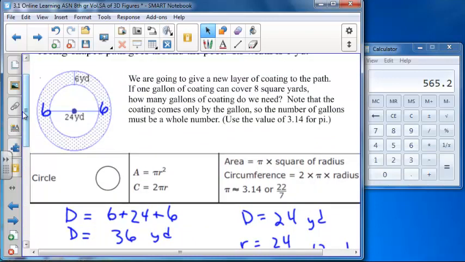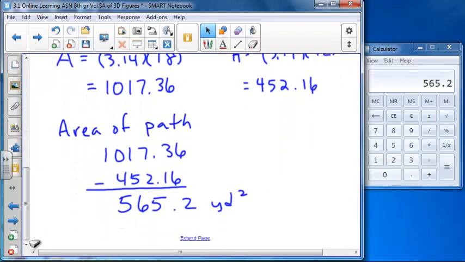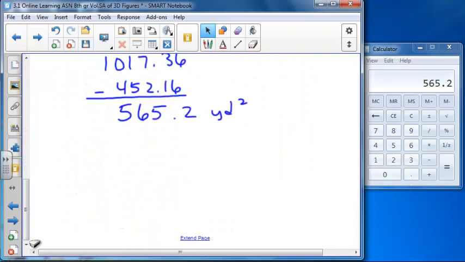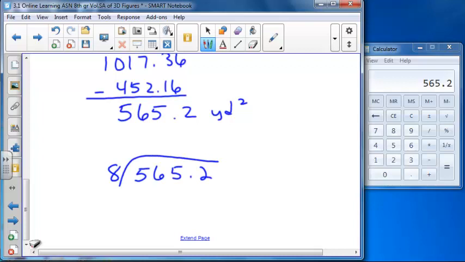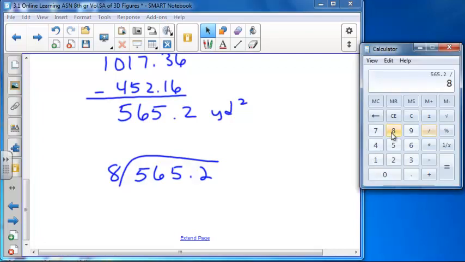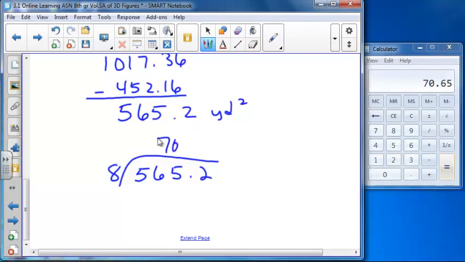Now that the area has been computed, we know 1 gallon can cover 8 square yards. We'll divide our area by 8. We get an answer of 70.65. We'll round this to the next gallon. We'll need to purchase 71 gallons to coat our path.